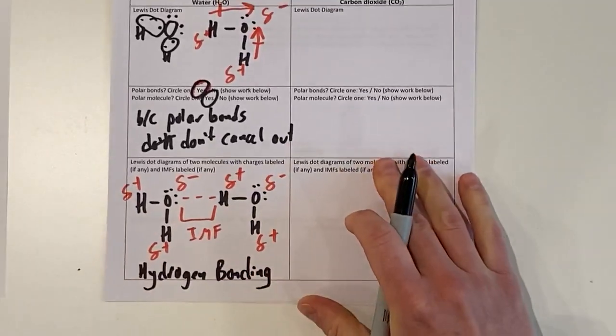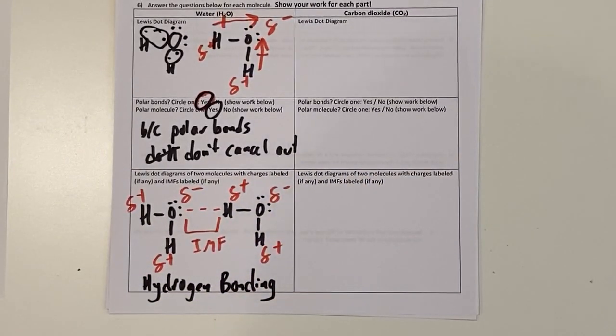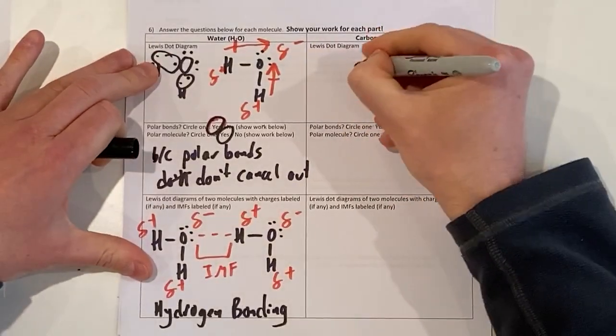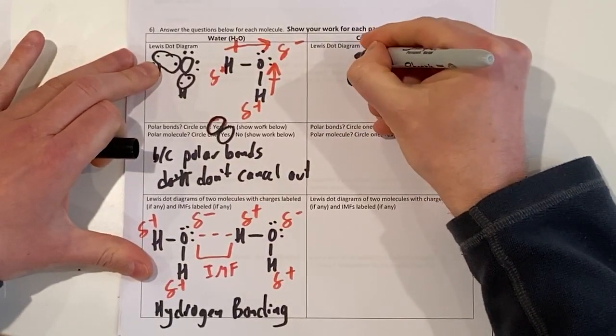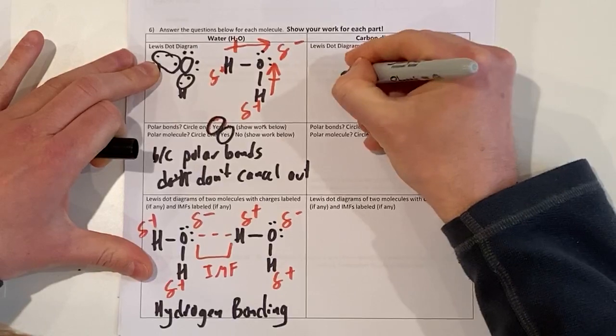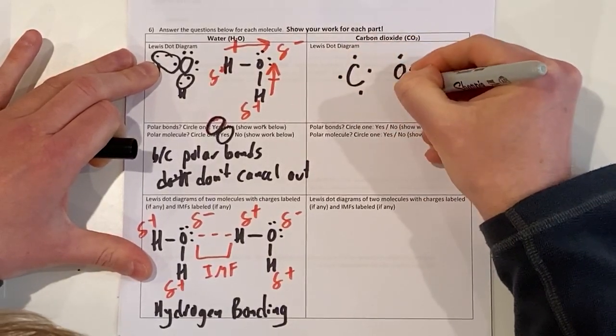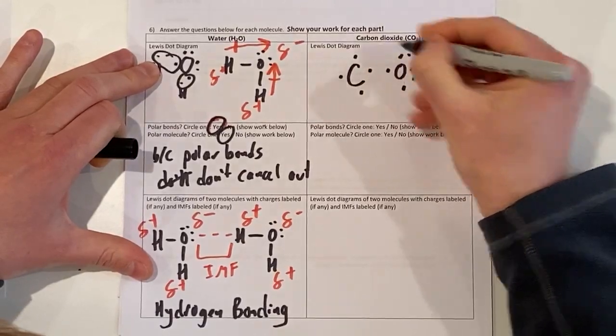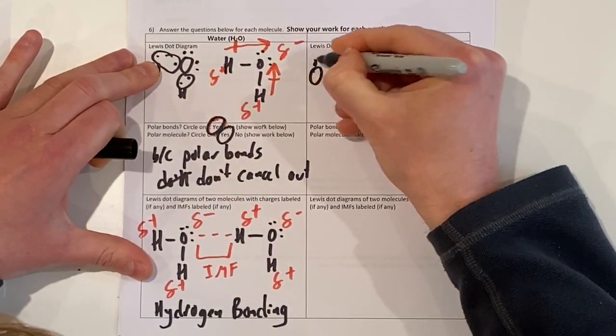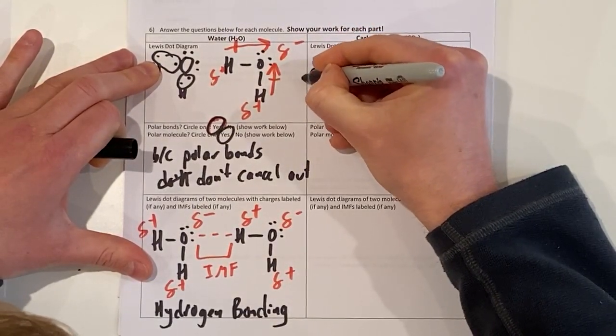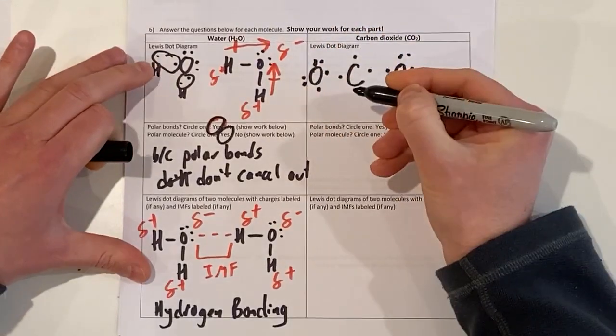All right, great. So that's water. Now, let's take a look at carbon dioxide. Carbon dioxide is CO2. So let's go ahead and draw a CO2 here. Lewis dot diagram for carbon, 4 valence electrons, 1, 2, 3, 4. Oxygen, 1, 2, 3, 4, 5, 6. Another oxygen, 1, 2, 3, 4, 5. I'll put this one over here, 6.